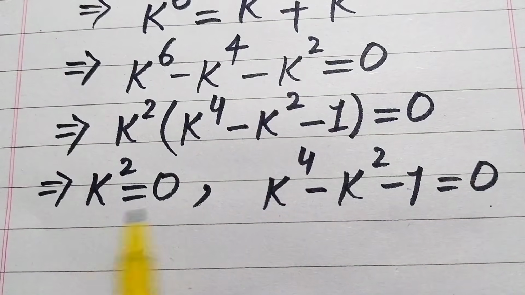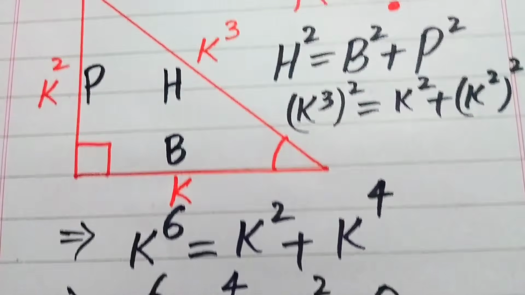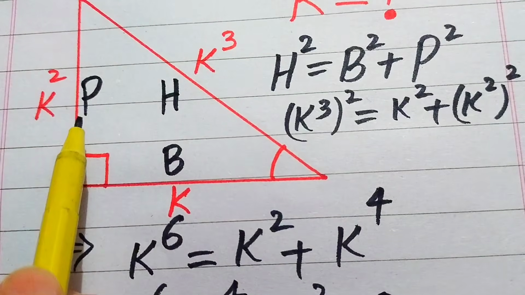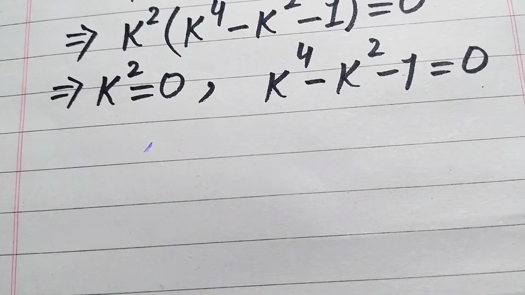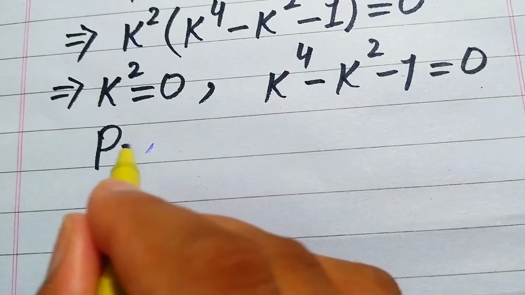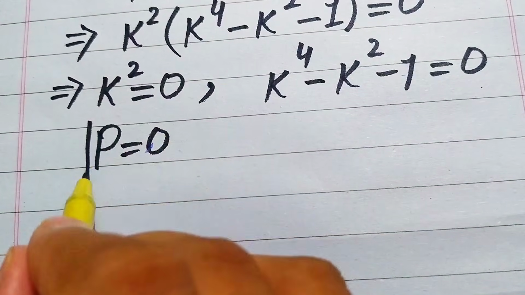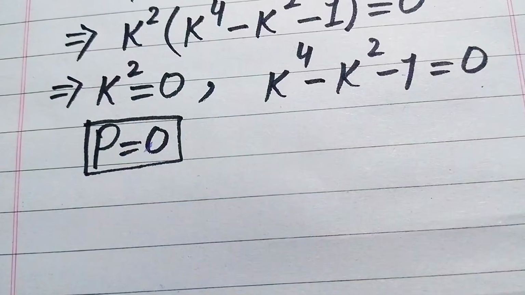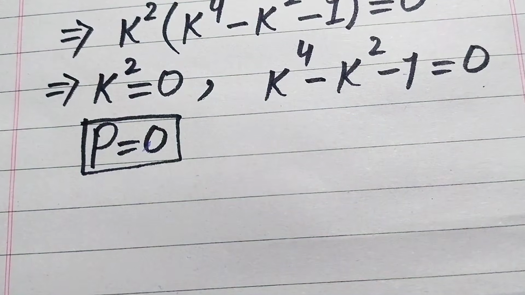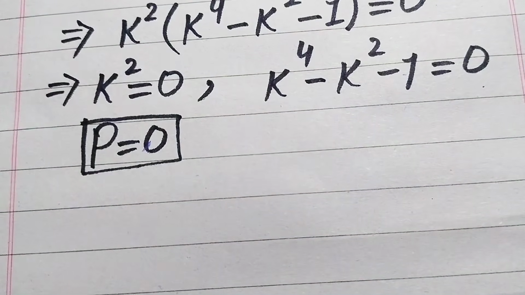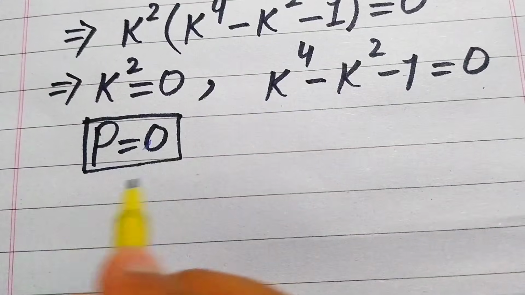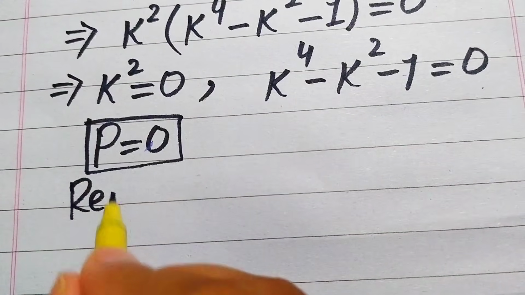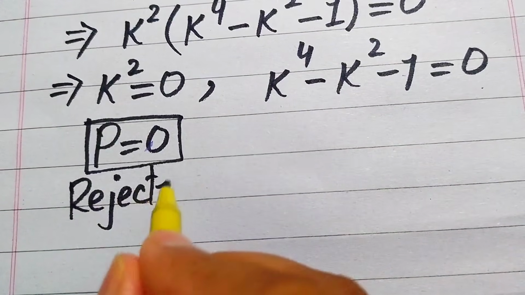Here if k square equals 0, this means that k square being the perpendicular side of the given triangle, the perpendicular side of the given triangle is 0. So if p equals 0, it is not possible that any side length of the given triangle is 0. So if p is equal to 0, we reject this case.